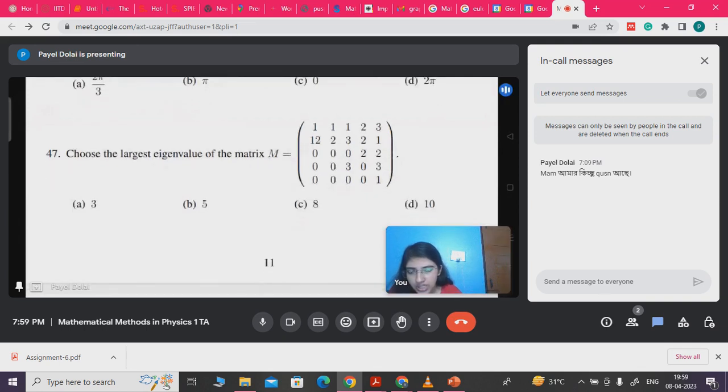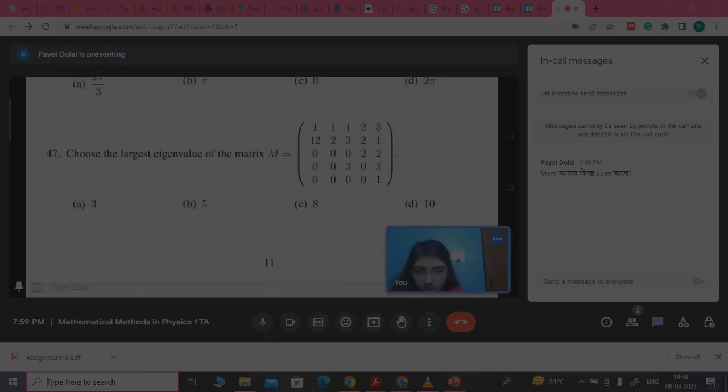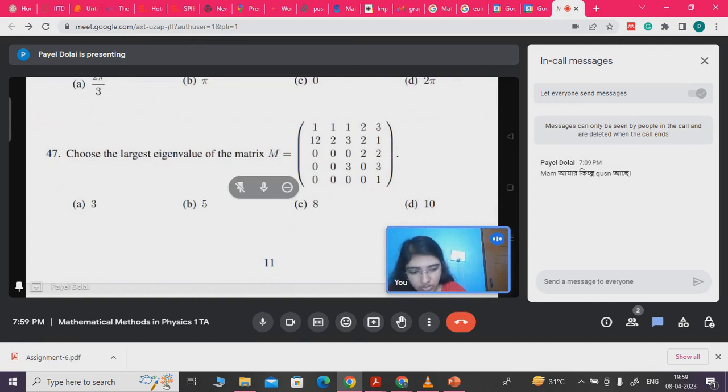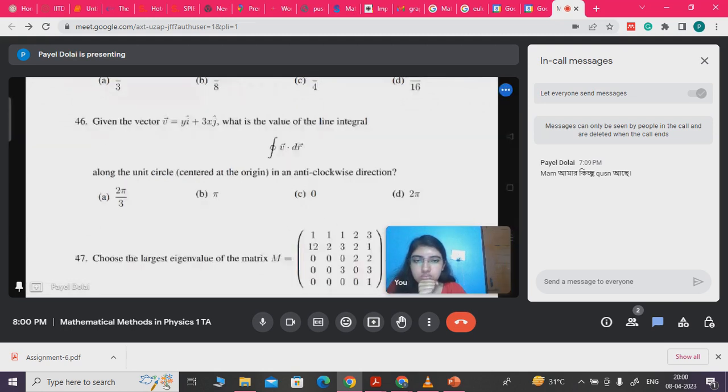Okay, 47. Choose the largest eigenvalue of the matrix M. You need to find the matrix values. And other questions? I'll get back to you with a trick to solve it immediately.